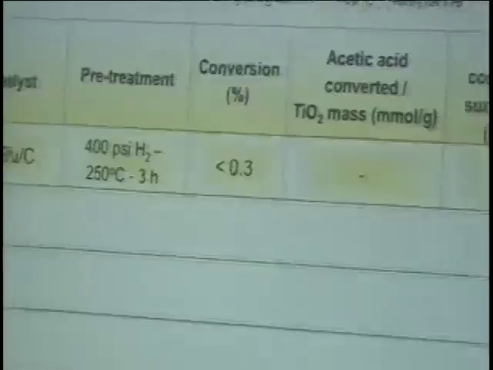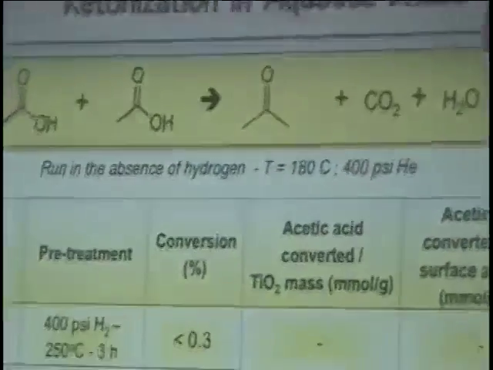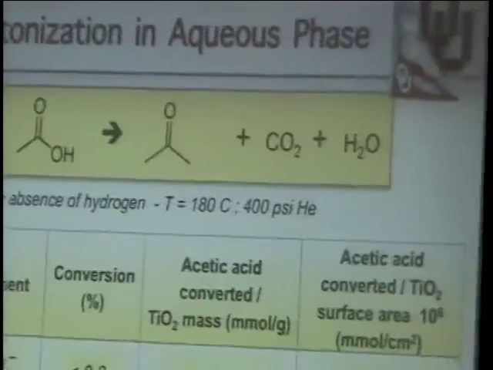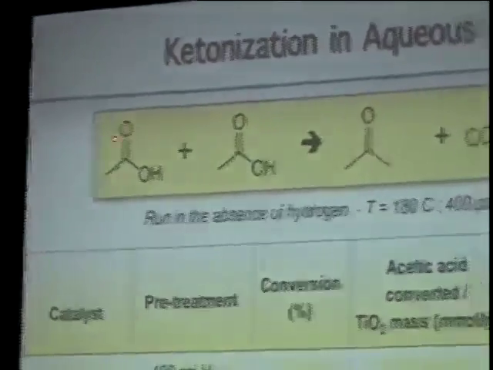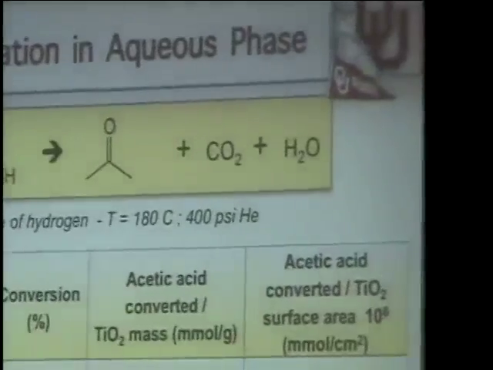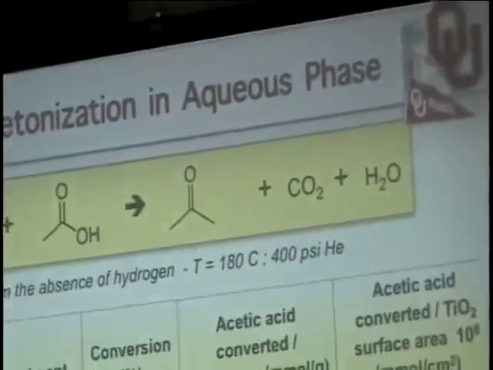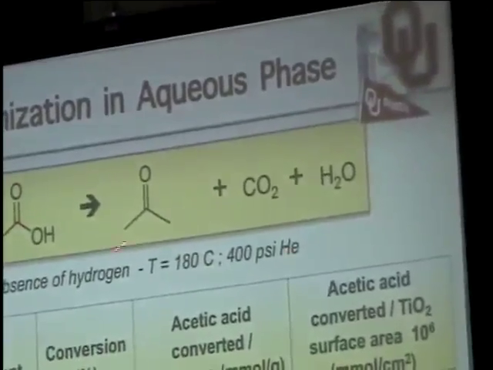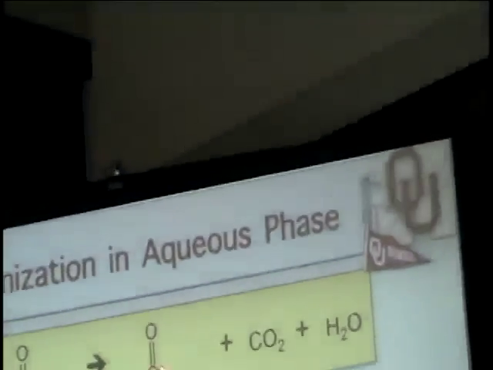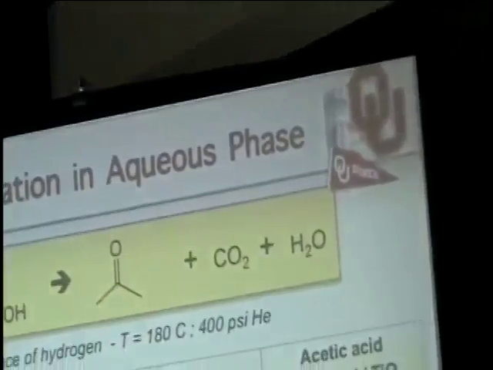So let's see what happened with the ketonization activity, and then we're going to start talking about the mechanism. This is a reaction that we want to accomplish. We have acid in the bio-oil, for example, acetic acid, propionic acid, and so on. So we want to remove the acidity and increase the carbon-carbon chain.